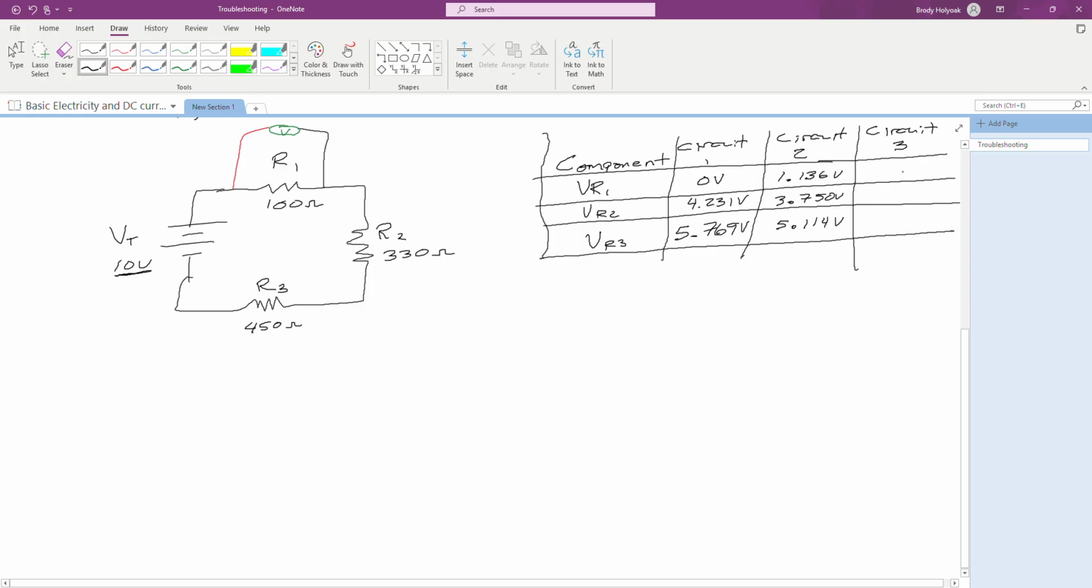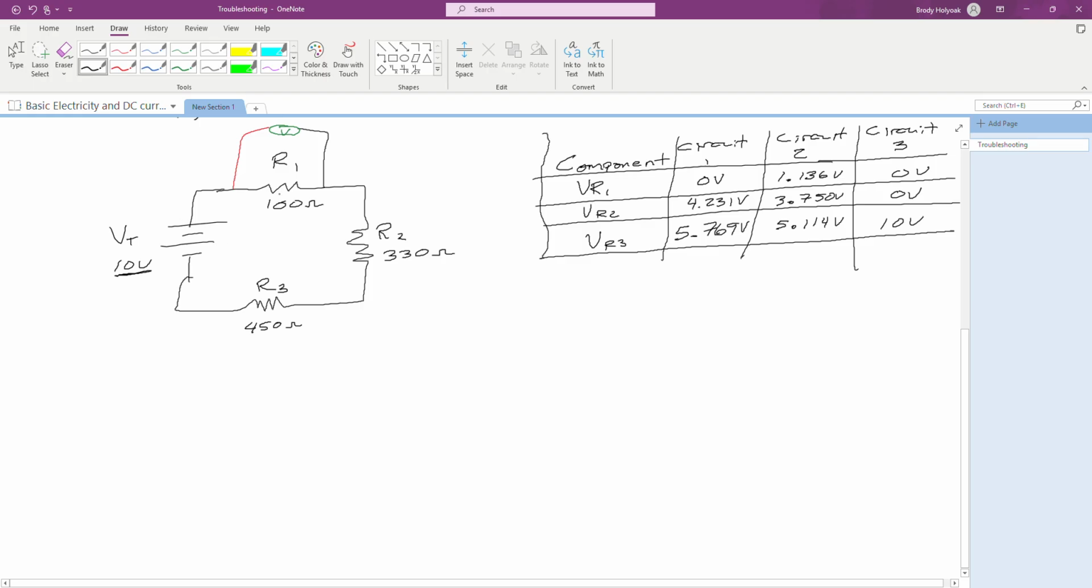And then circuit 3, I've got 0 volts across 1, I've got 0 volts across 2, and I have 10 volts across 3. All right, so now that I have my options, now I have to determine what my potential failure modes are in this circuit. What do I have that I can use?